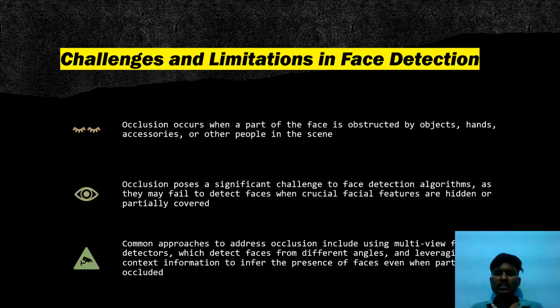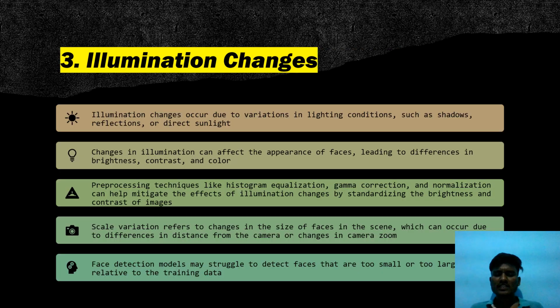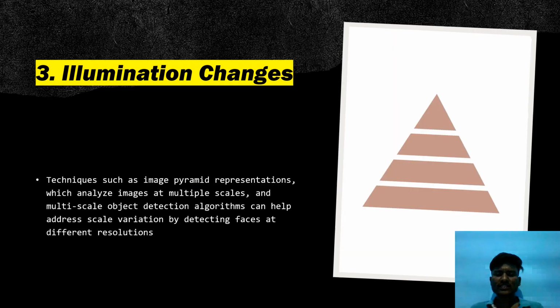application. Challenges and limitations in face detection. Occlusion poses a significant challenge to face detection algorithms, as they may fail to detect faces when critical facial features are hidden or partially covered. Pose variation. Illumination changes. Illumination changes occur due to variations in lighting conditions such as shadows, reflections, or direct sunlight.